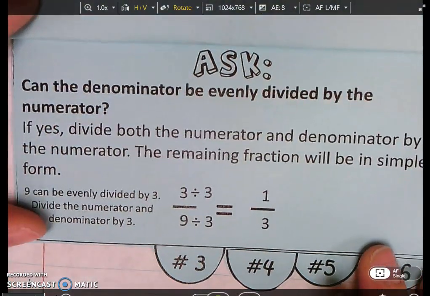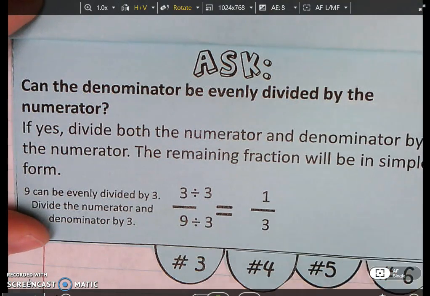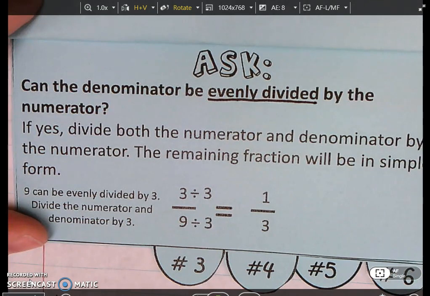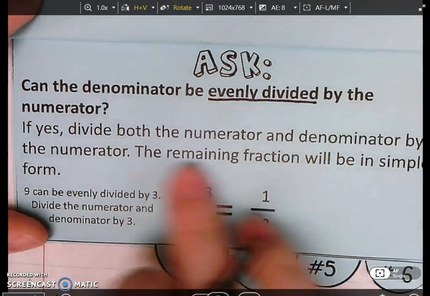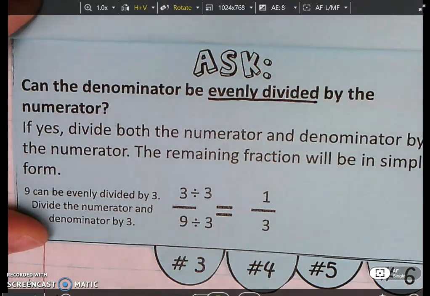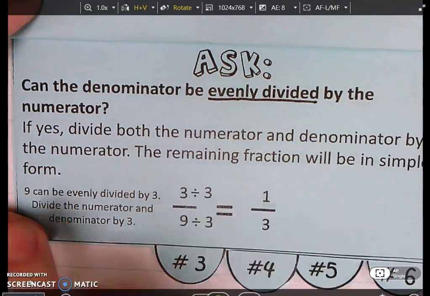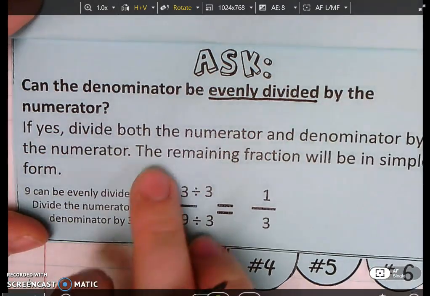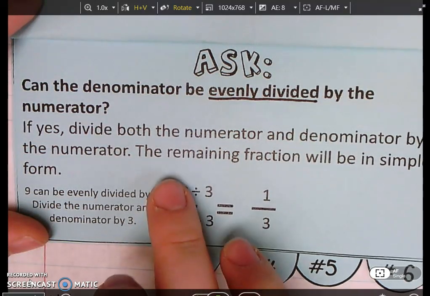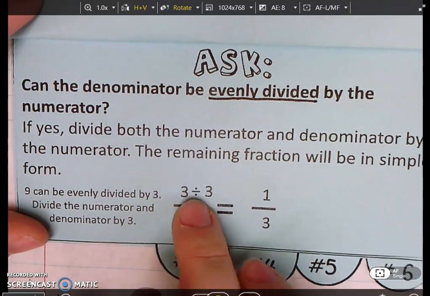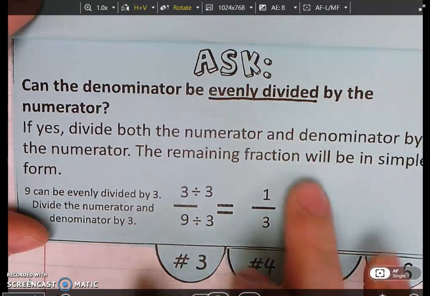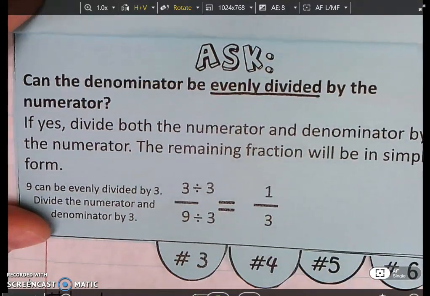It says, can the denominator be evenly divided by the numerator? So we're thinking evenly divided by the numerator. That means no remainders. If yes, then divide both the numerator and the denominator by the numerator. The remaining fraction will be in simplest form. So in our example here, 3/9, well, 9 can easily be divided by 3. So I can do 3 divided by 3, which equals 1, and 9 divided by 3, which equals 3. So in simplest form, we would have 1/3.